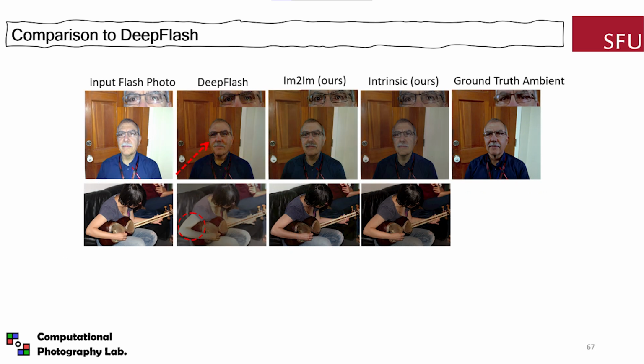Here, we are observing results of flash decomposition for deep flash. Deep flash is an image-to-image translation method without perceptual loss or adversarial loss function. The results are not realistic and the flashlight is not decomposed properly.